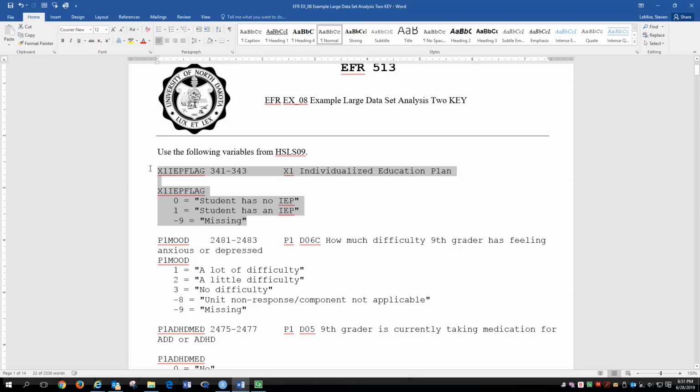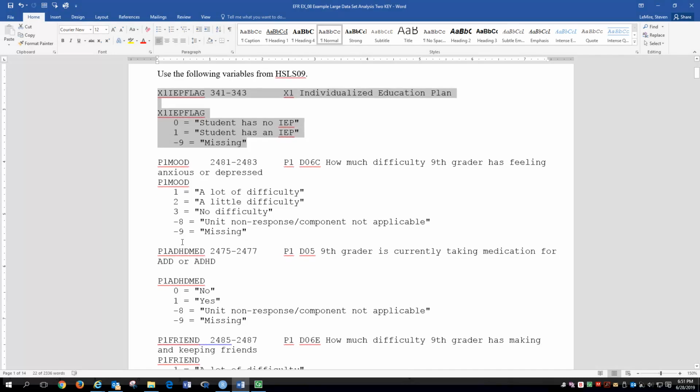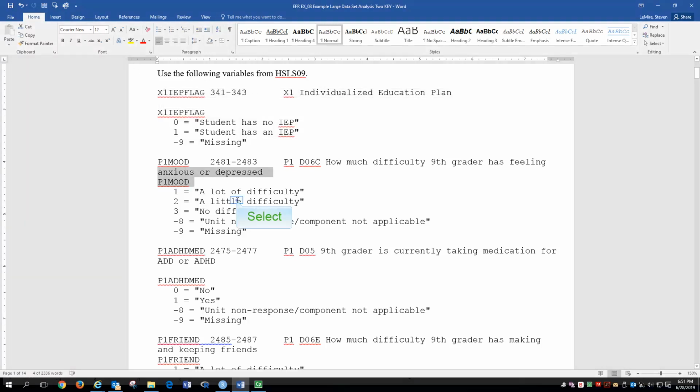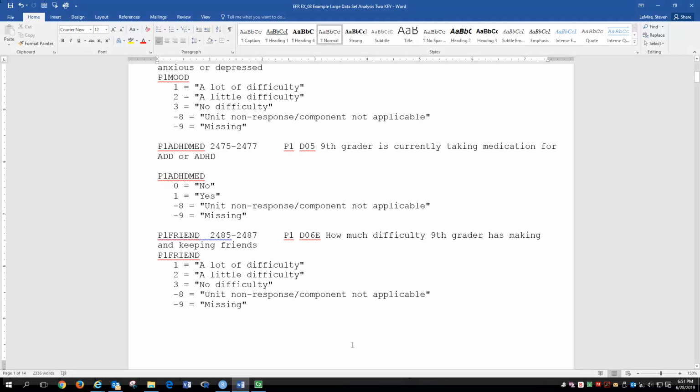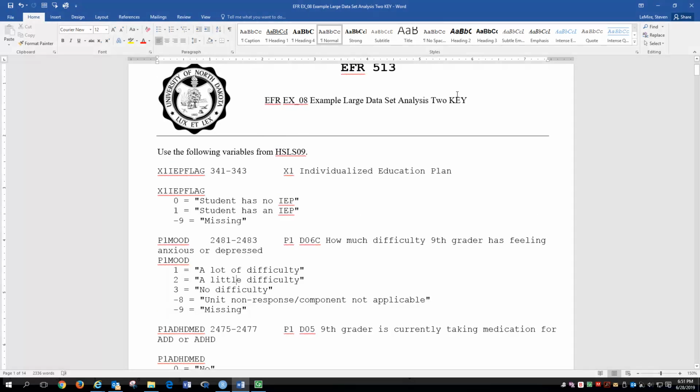So we can see we got the IEP, that means special ed, flagging 0 1, how much difficulty the ninth grader is feeling anxious or depressed. Now, this is interesting. Is anxious the same as depressed? I would think not. So that's not a very good question, but we're going to use it. And is the ninth grader currently taking medication for ADD or ADHD? And then finally, how much difficulty does the ninth grader have making friends and keeping friends? A lot of difficulty, no difficulty, and so on. So these are the questions we want.